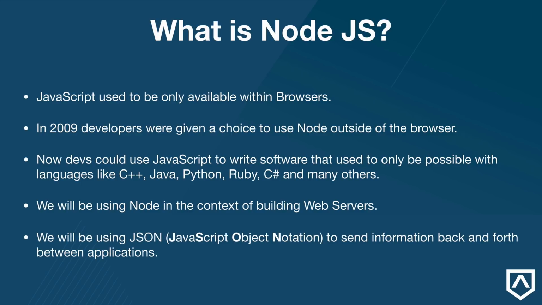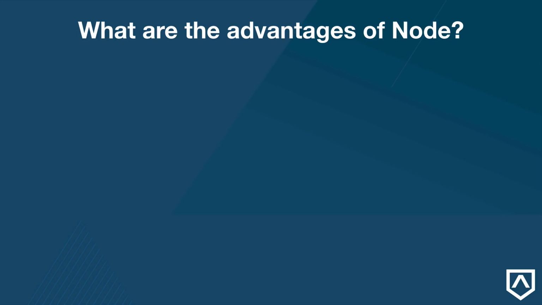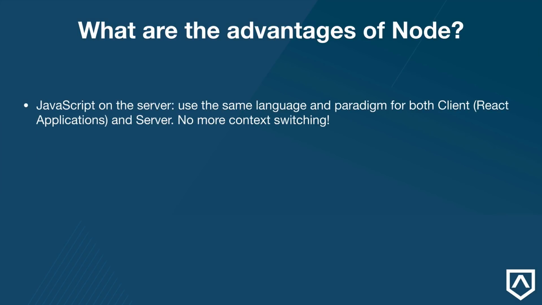We're going to be using this really cool format called JavaScript Object Notation, or JSON, to send information back and forth between applications. So what are some advantages of using Node? One of the best advantages is you get JavaScript on the server. You use the same language and paradigm on the client or React applications and server. So there's no more context switching. That does your brain a very big favor.